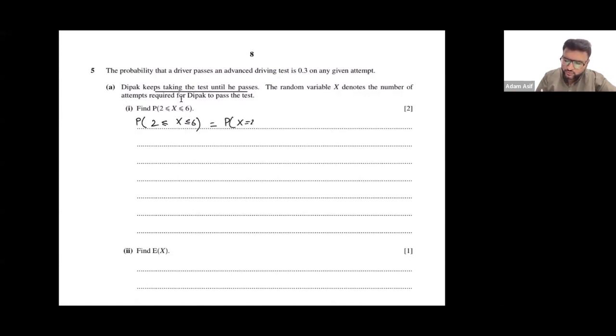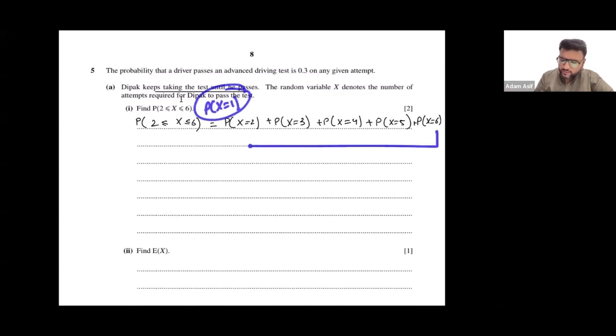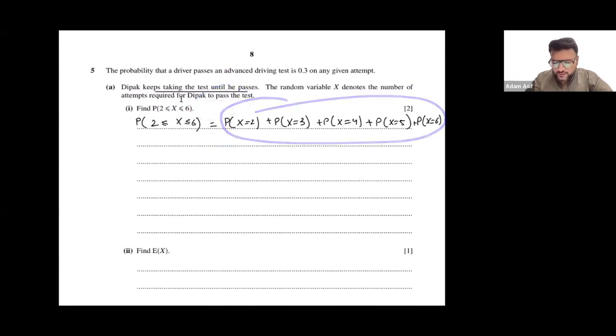This would mean x equals 2, x equals 3. He passes in the third attempt, or the fourth attempt, or the fifth attempt, or the sixth attempt. Either we calculate these individual probabilities, or we can take the probability of x less than or equal to 6 and the probability of x less than or equal to 1, and subtract. Because there's only one outcome, x equals 1, which if subtracted from x less than or equal to 6 gives us all of this answer.